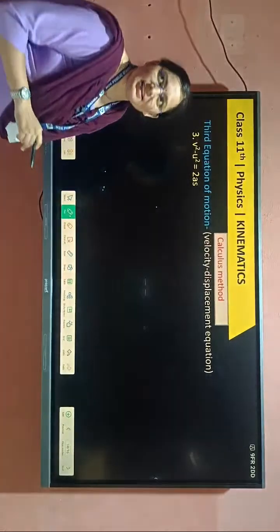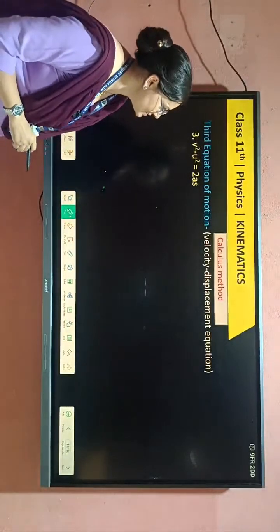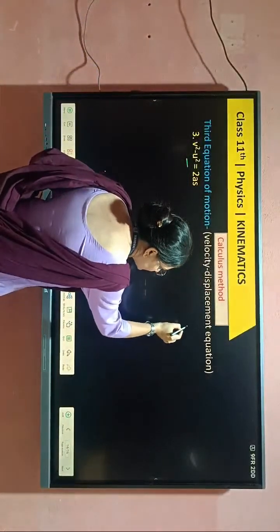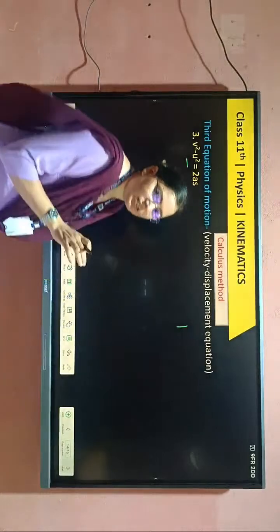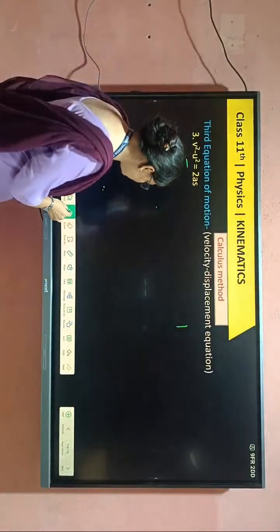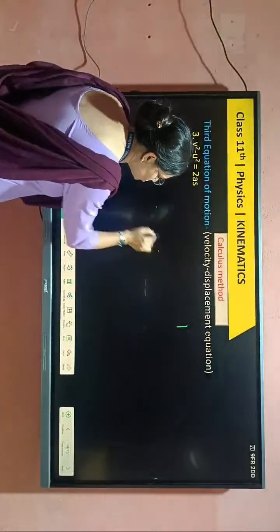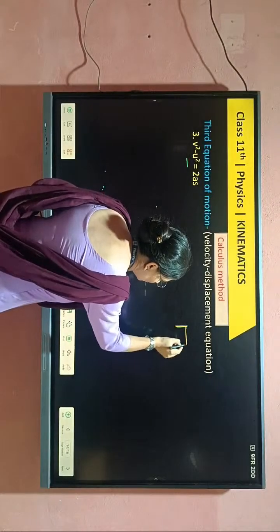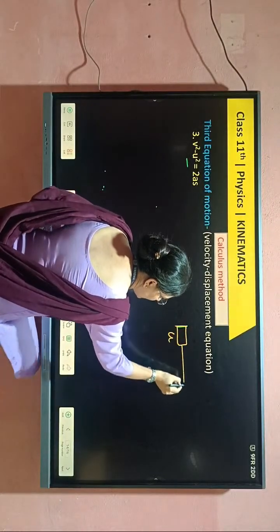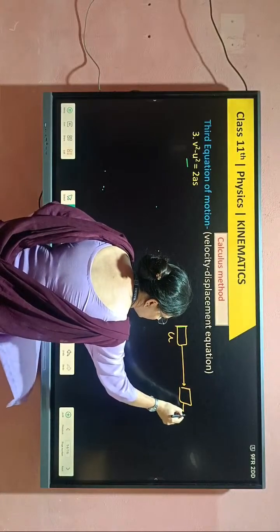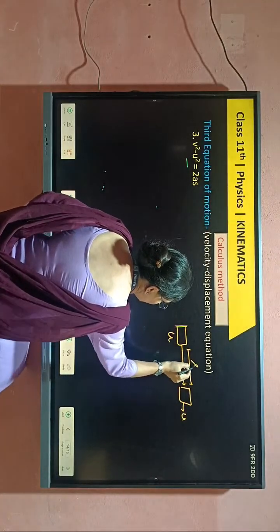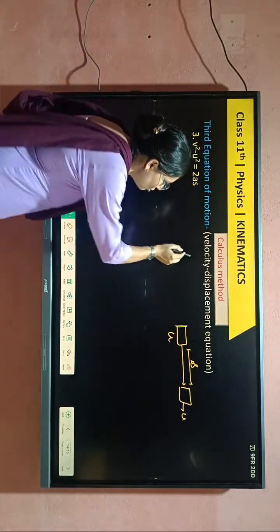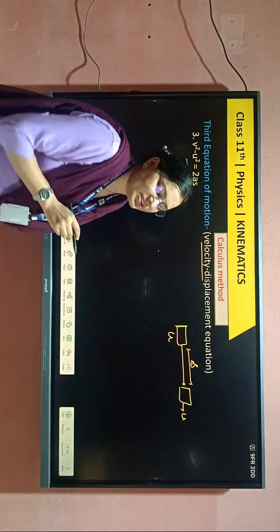How can we do the calculus method of the third equation? v square minus u square equals 2as. So how can we solve this equation? Our body is moving with some initial velocity u. After some time its velocity becomes v, with some displacement s. Here we want to find a relation between velocity and displacement.